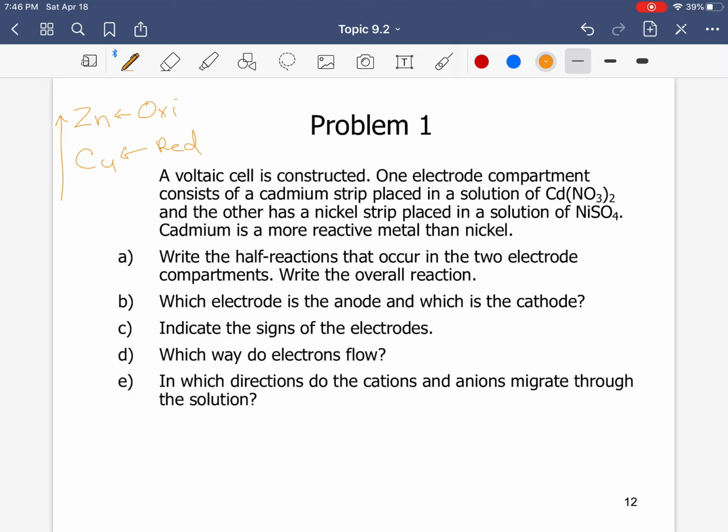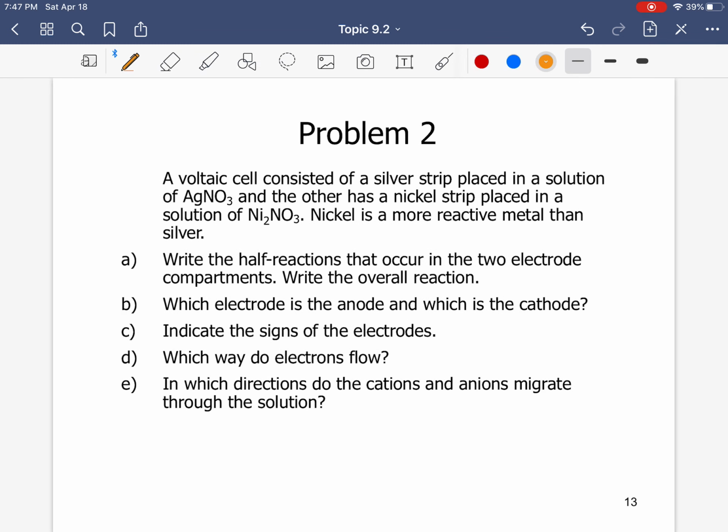So in Google Classroom, I will provide you with another copy of the activity series, and you check to see where cadmium is placed and where nickel is placed. Whoever's higher in the activity series is the oxidizing part. All right, make sure you do these questions.